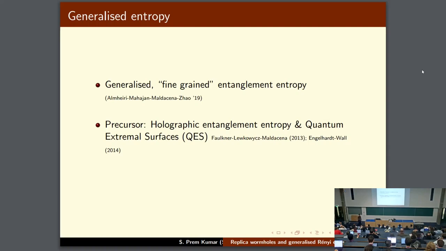And the generalized entanglement entropy can be thought of as some kind of a fine-grained entanglement entropy, as sometimes people also call it. This was originally proposed in this particular paper by these people, and it was motivated by a precursor in the holographic context, basically proposed by these people. And this is the notion of the generalized entanglement entropy.